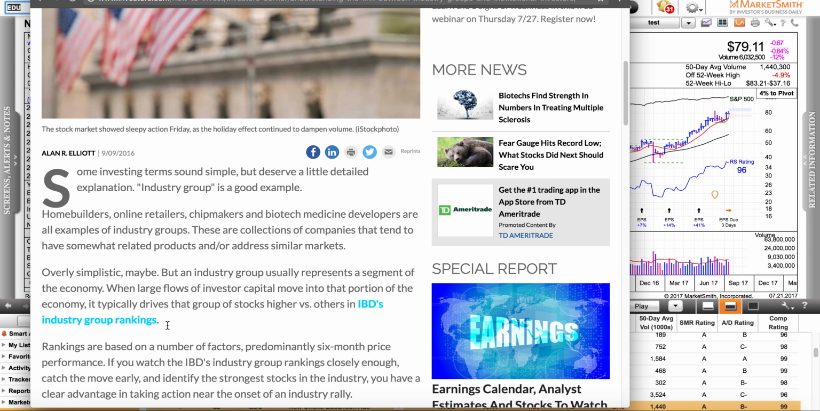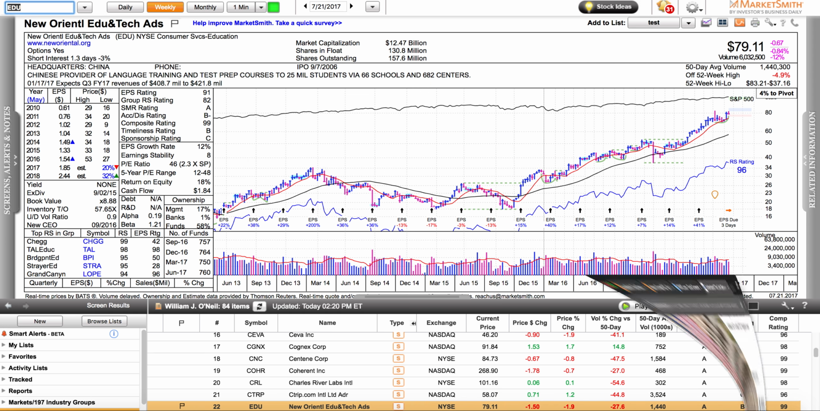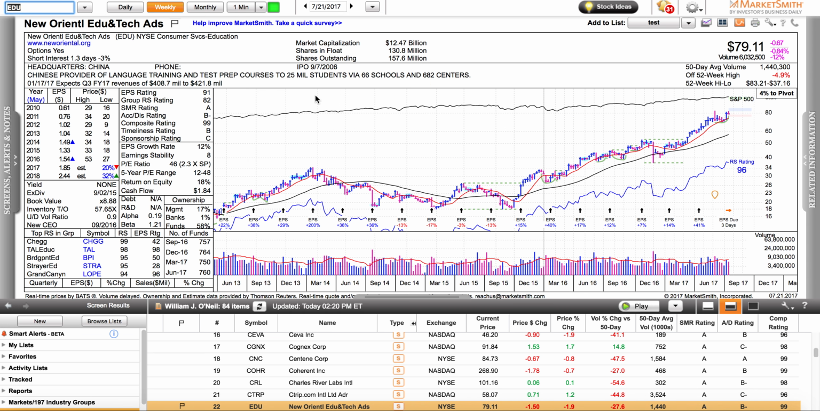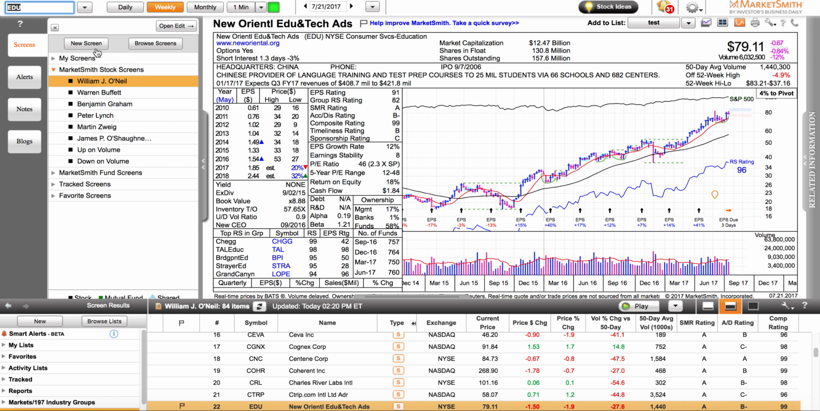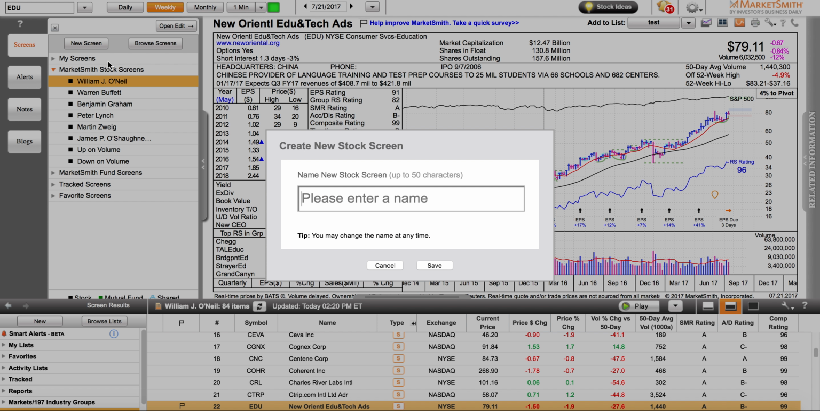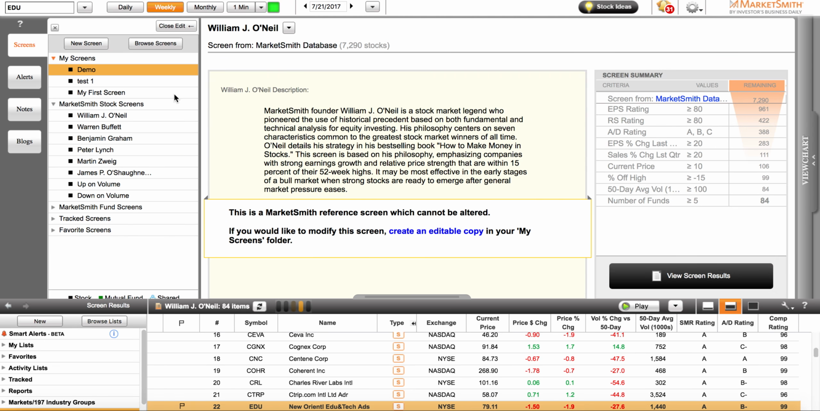So in terms of taking a look at Marketsmith, which is being offered by the IBD, here's what it looks like. What I'm really keying on in terms of scanners is when you open this Marketsmith, there's something called the screen alerts and notes, right? So when you click on this, you can go to new screen. So you create a new stock screen, name it demo, and save it. So demo is going to be on there.